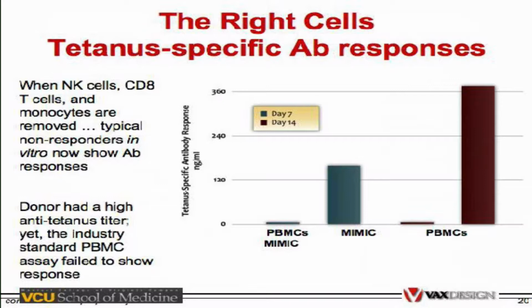And we feel the reason that they show no response in the standard PBMC assay is because all of these other inhibitory cells are there that are generally not there in a lymph node in vivo. In this particular case, this donor had a high titer anti-tetanus titer, yet by the PBMC assay, he showed no response.